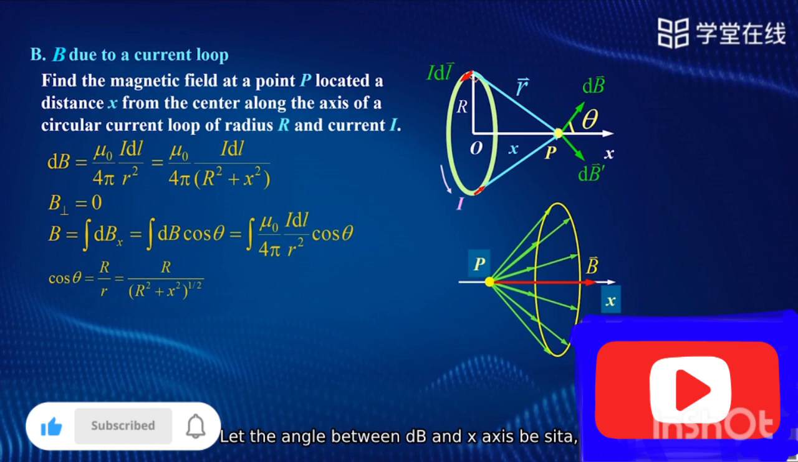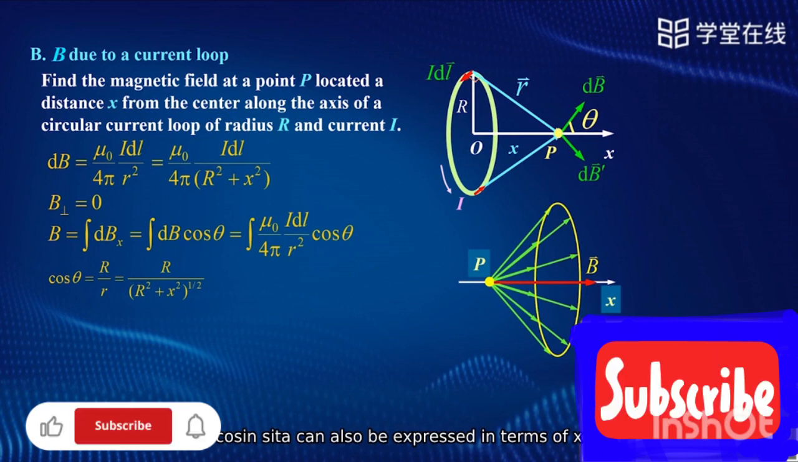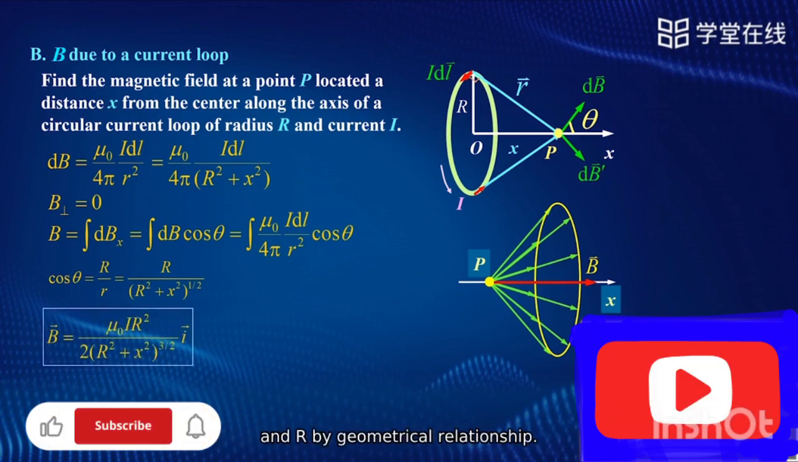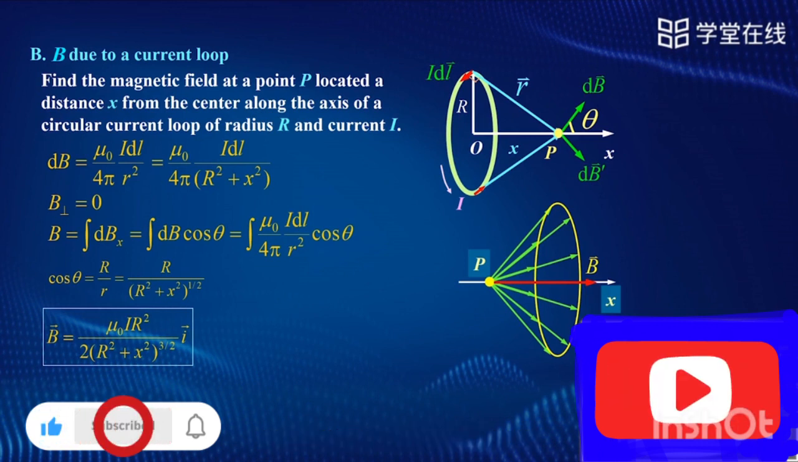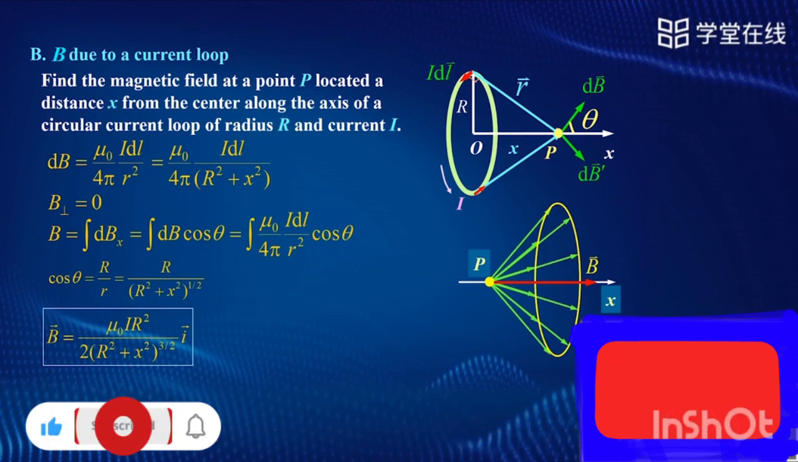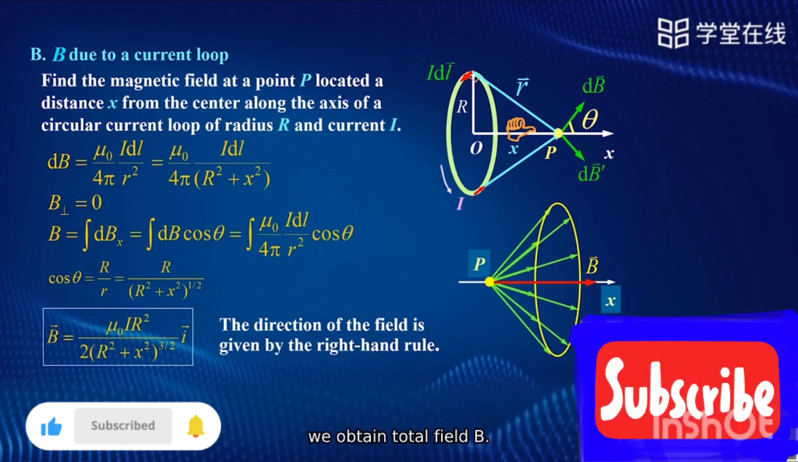Let the angle between dB and the x-axis be theta. Cosine theta can also be expressed in terms of x and r by geometrical relationship. Note that I, r, and x have the same values for all current elements. Integrating this equation along the loop, we obtain the total field B.